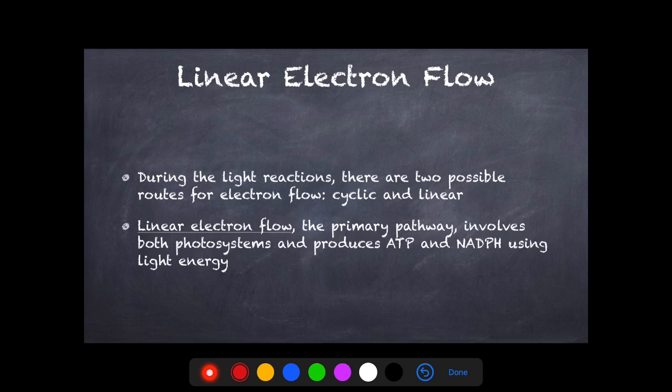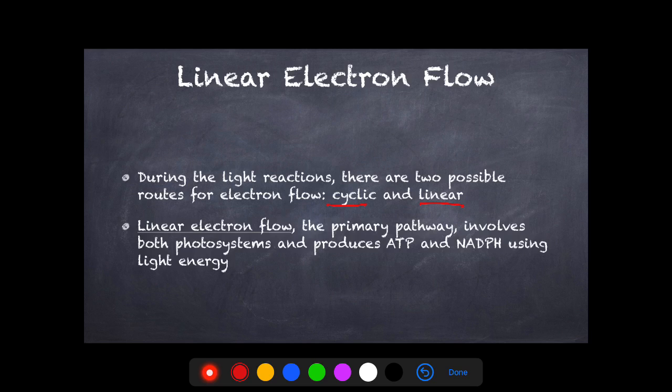When we talk about linear electron flow, this is what happens during a light reaction when there are two possible pathways for an electron flow to occur. They can either occur cyclic or linear. Remember, electrons are the ones that are being energized to go from a ground state to an excited state to give energy to the reaction center. So there are two ways they can happen, cyclic and linear.